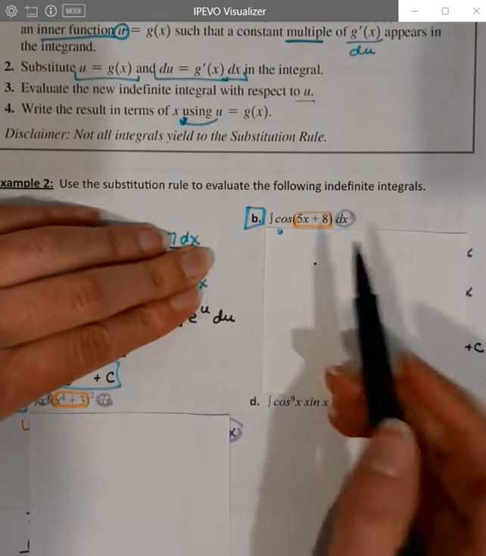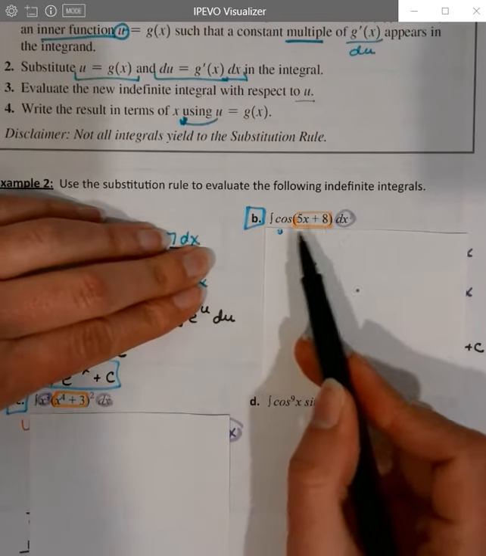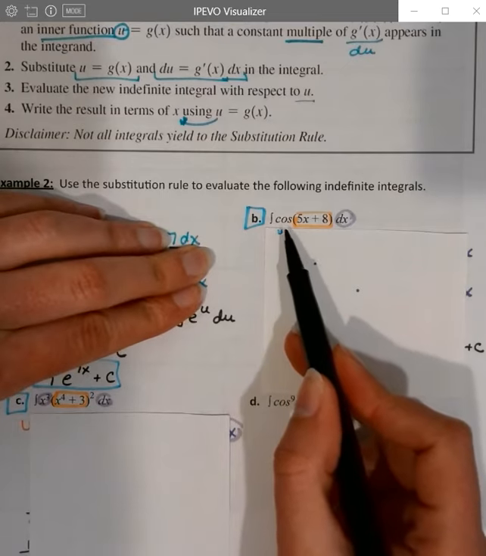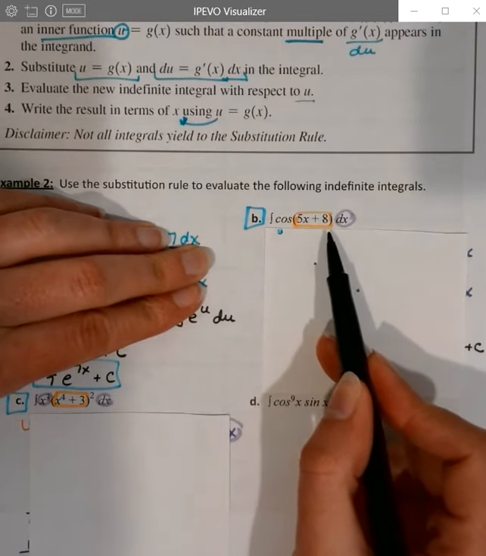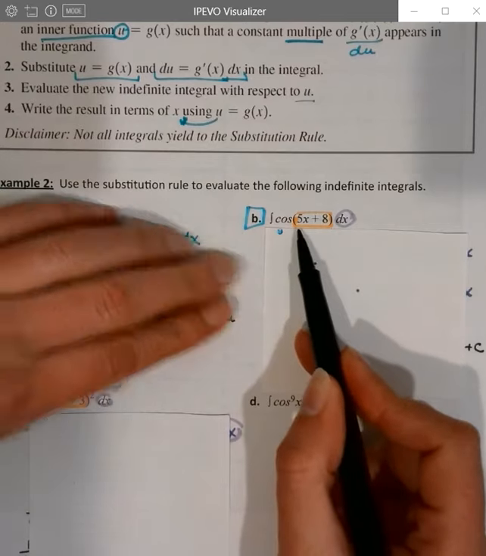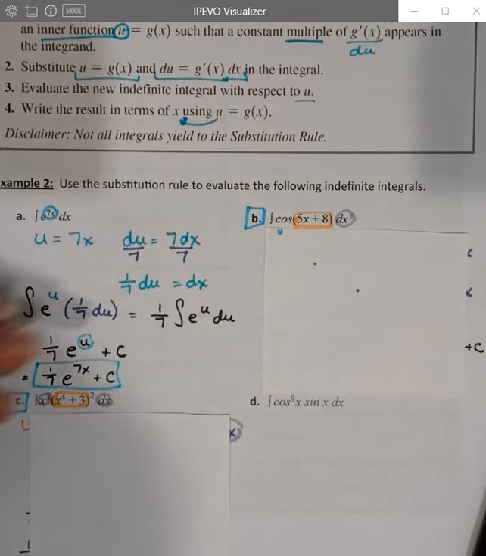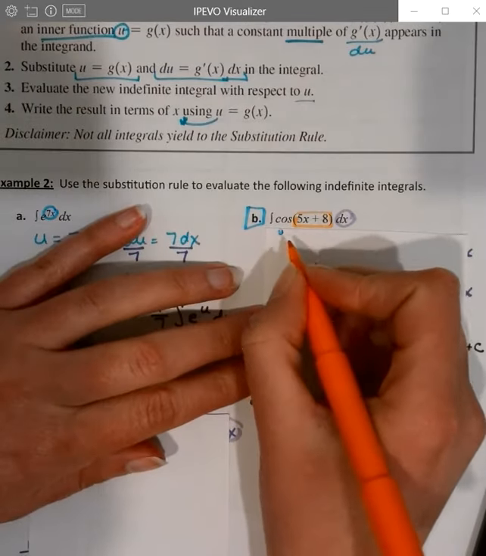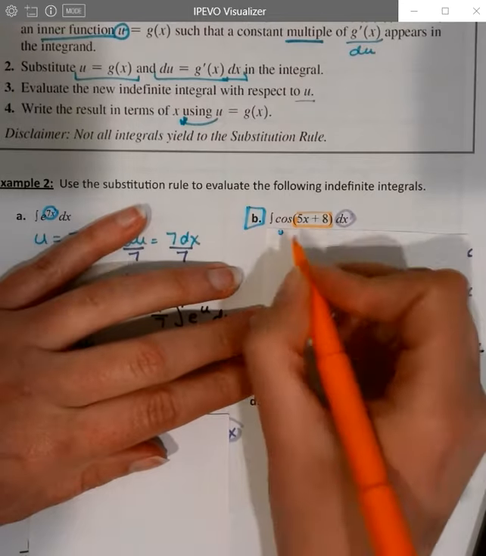All right, so we are working on some substitution, and we're looking at the integral of cosine of 5x plus 8 dx, and we notice an inner function as the 5x plus 8, and so that's a good candidate for u. So I already did this one. I'm going to redo it up here. I did it in a video that didn't end up saving correctly.